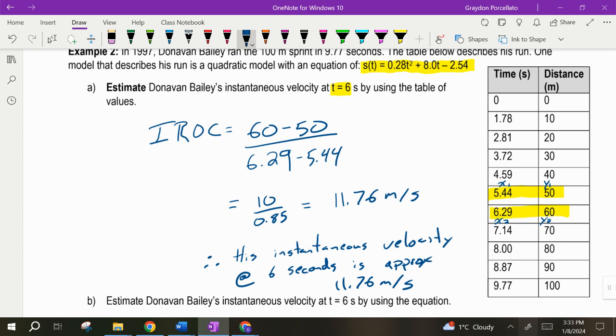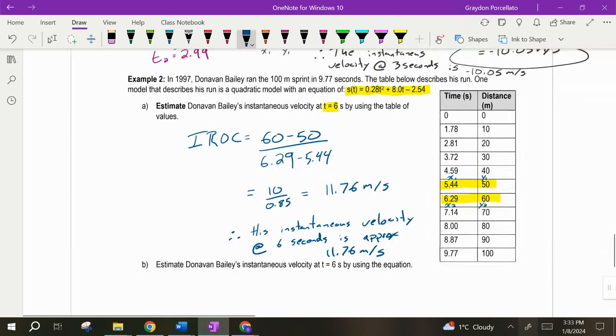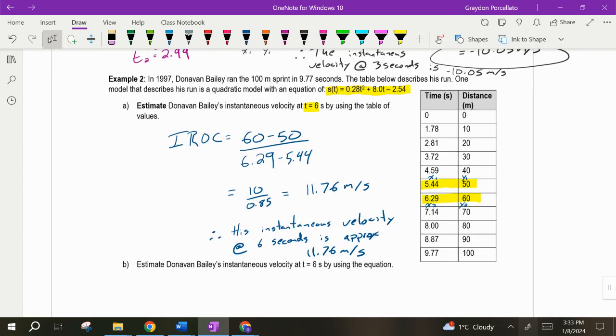Okay, so that's using a table of values. Now, the question in this case also gave us a function, an equation to model his function. Okay, and so we can also use that. So part B says estimate Donovan Bailey's instantaneous velocity at t equal to 6 using the equation.